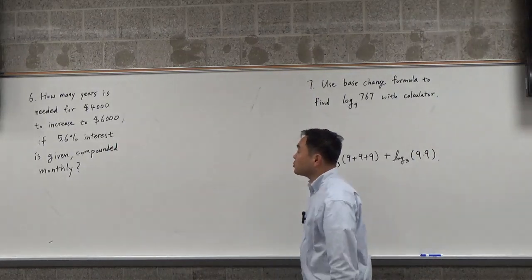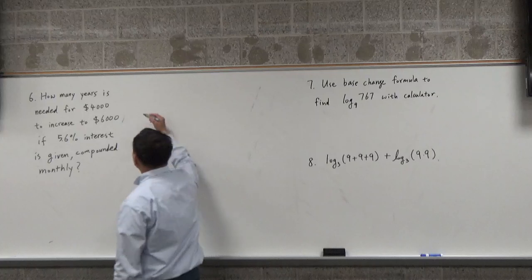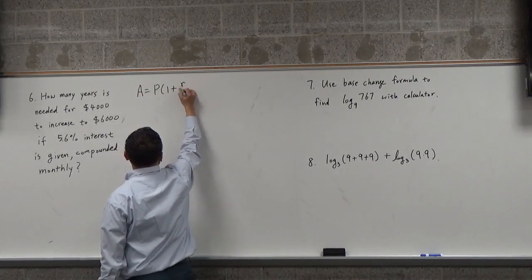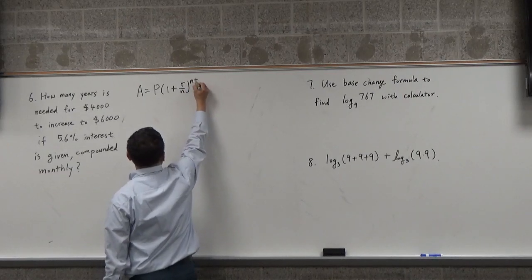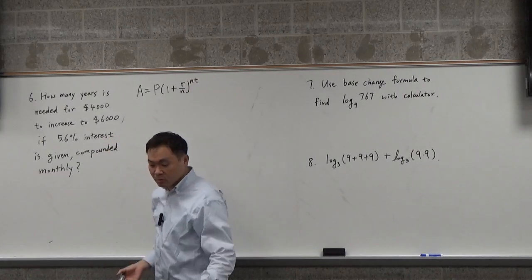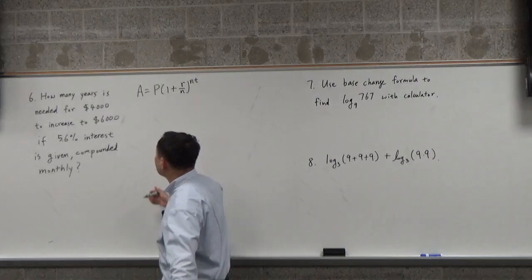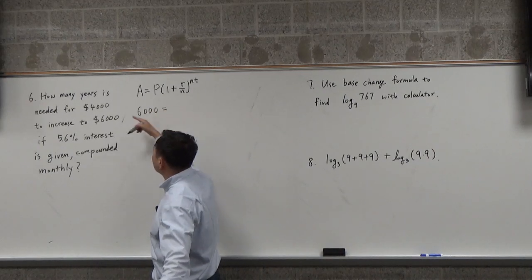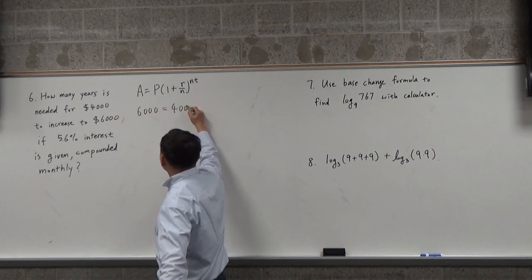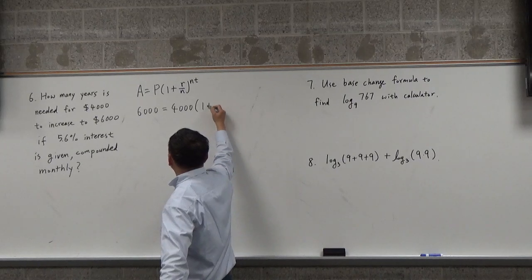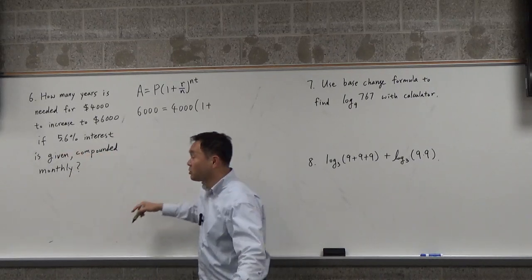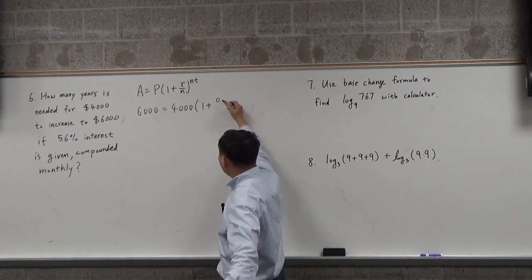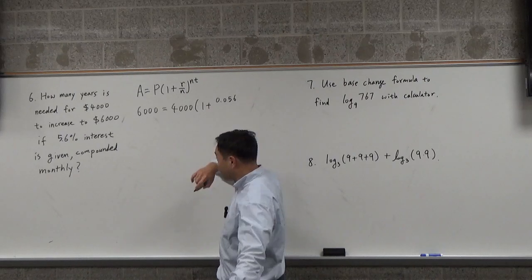Okay, so for this question, you have to know the formula, which is A equals P times 1 plus r over n to the nt. This won't be given to you, so you have to memorize it. The future value is 6,000. Principal, the original amount, is 4,000. The interest rate is 5.6. If you convert that to a rate, it's 0.056, right?